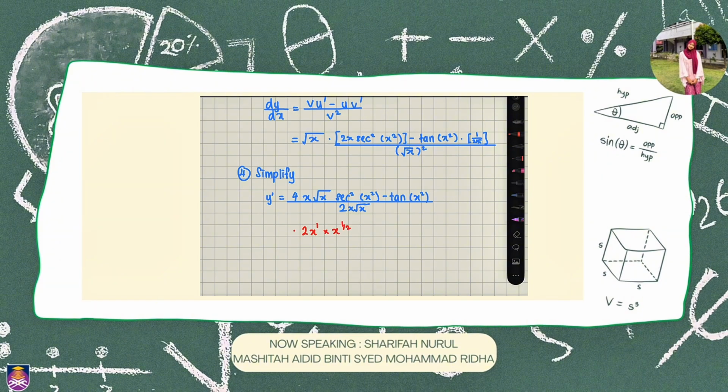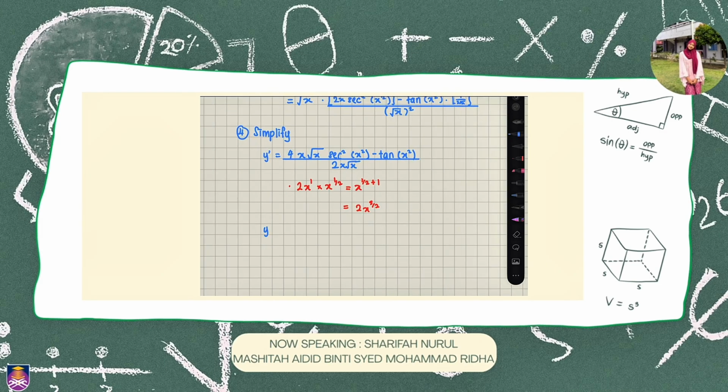To make sense of this, we change everything into exponent form. The x has an invisible power of 1. So 1 plus 1 over 2, that is, 2 halves plus 1 half, is equal to 3 halves. After we multiply all this, we got 4x squared secant squared of x squared minus tangent of x squared divided by 2x to the power of 3 over 2.